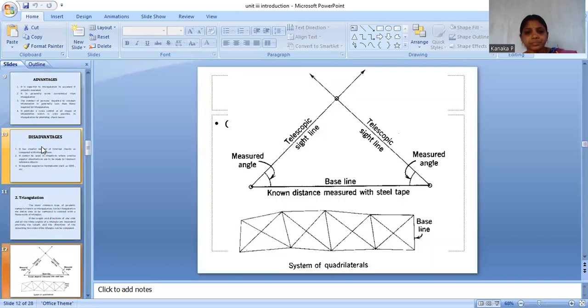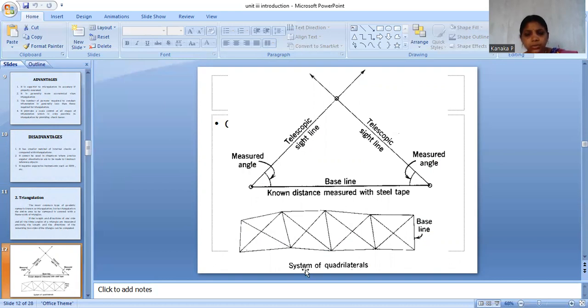So next, these are the triangulation methods. All the angles and directions are measured. This one is a measured angle. These sides are measured and the angles are calculated. These lines are named telescopic side lines. This line is the baseline. A and B are the baseline reference points. The distance is measured with a steel tape and the lengths are calculated for the baselines.